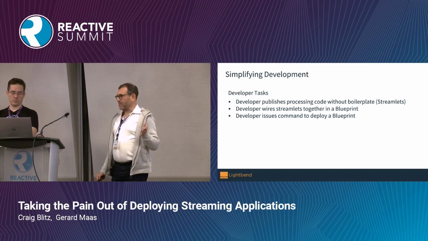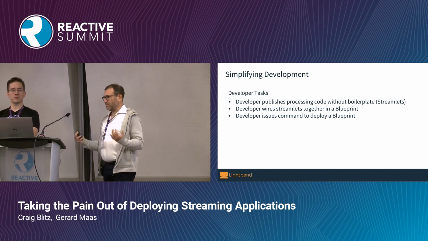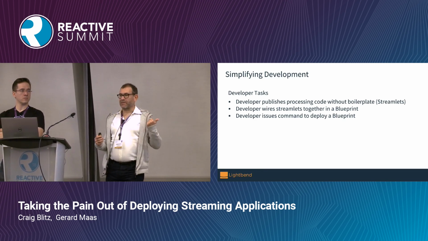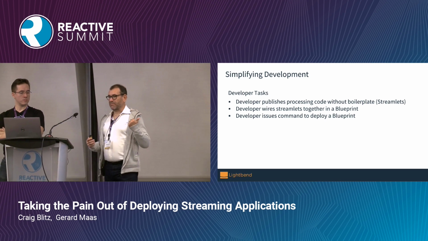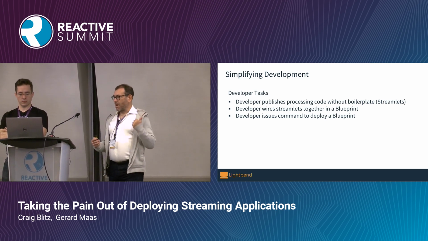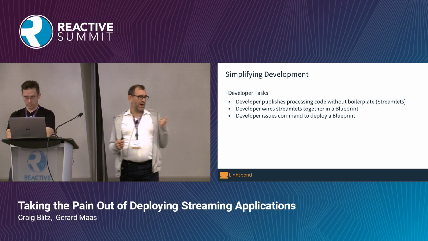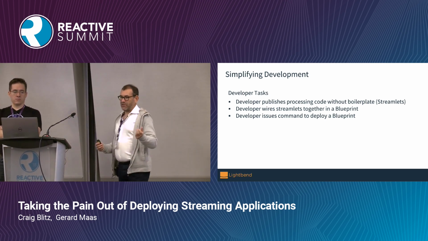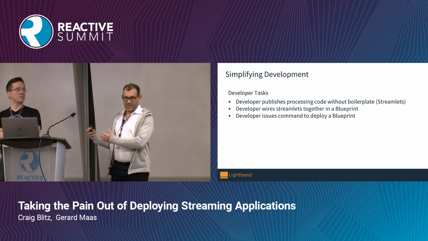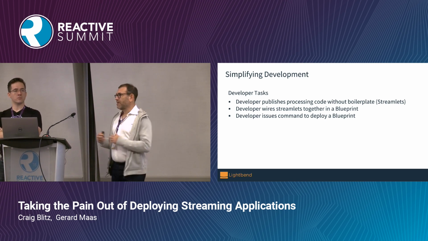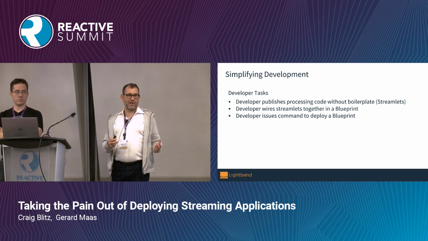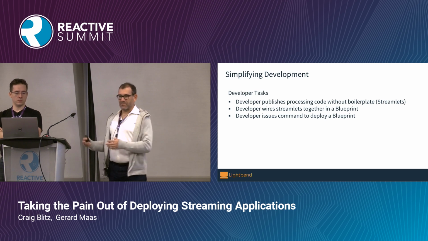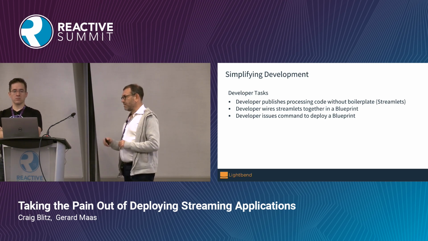So we simplify development. I think this is what some of the things I've talked about. We remove a lot of the boilerplate. I'll show you what that looks like in a sample Spark process. We allow you to wire things together in a blueprint. And then finally, via CLI and via UI that's under development, be able to issue a command to deploy that blueprint to whatever environment you want, to a test environment, to a production environment, et cetera.